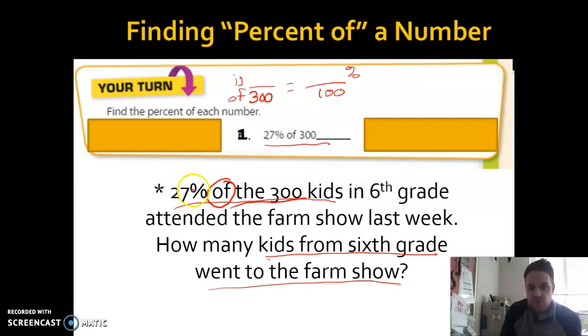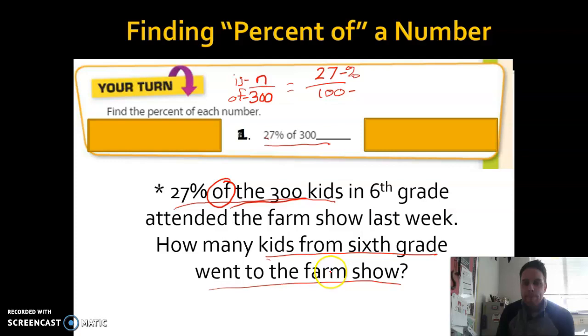Now, right here it says 27%. What does 27% mean? What's my percent over 100? 27 means 27 over 100. So I put my percent on the top. My bottom's always 100 because we're dealing with percents. Is over of, and we want to know how many is 27% of 300. Here's what we don't know.